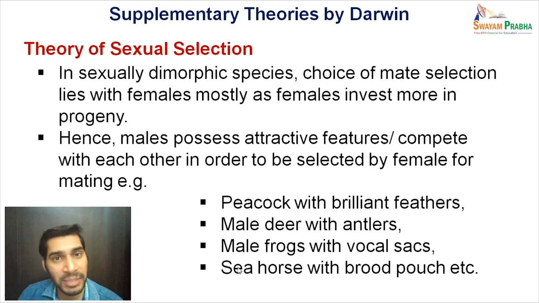Same is the case with male deer. They have antlers, so the female may select the one which has the best antlers. Male frogs are selected based on their vocal sac. The seahorse may be selected on the basis of the brood pouch they carry.